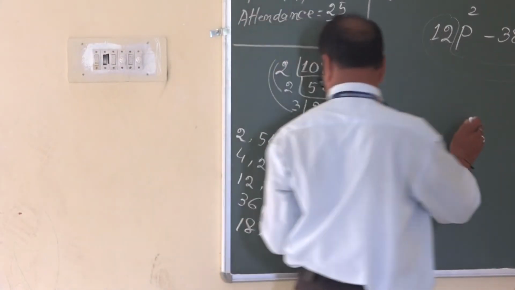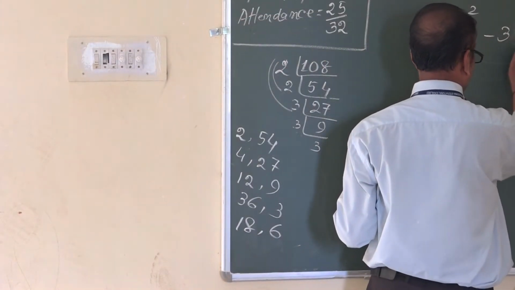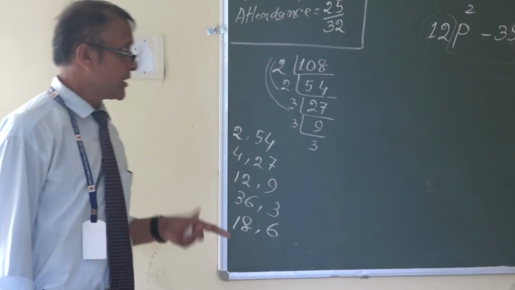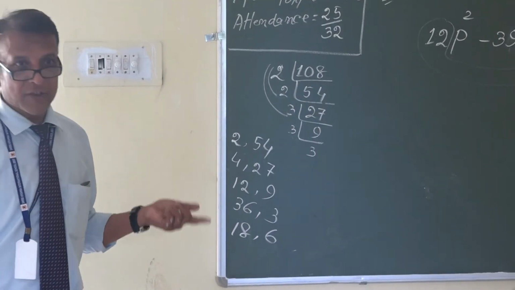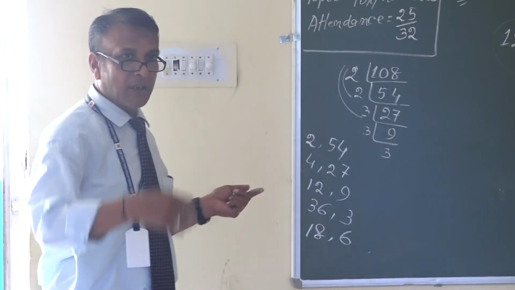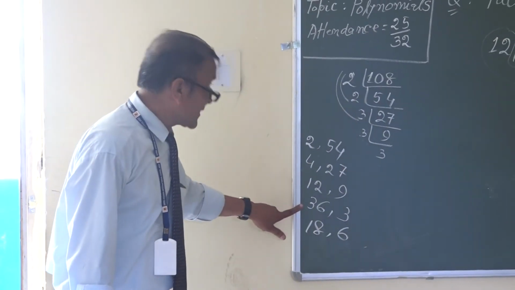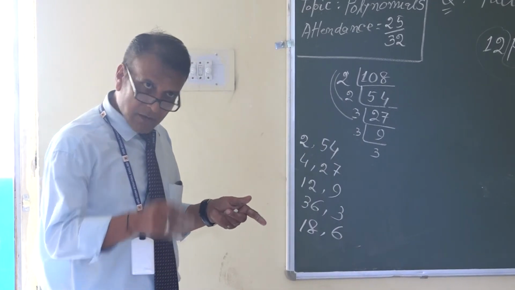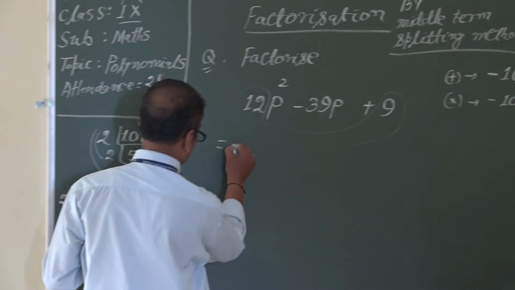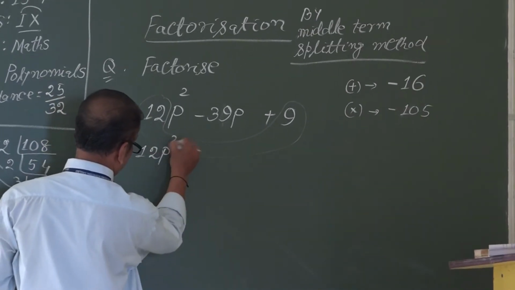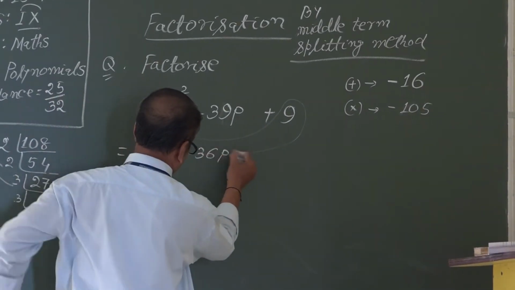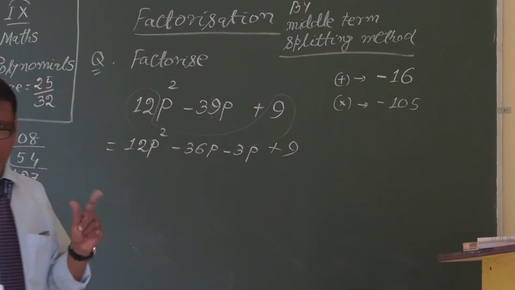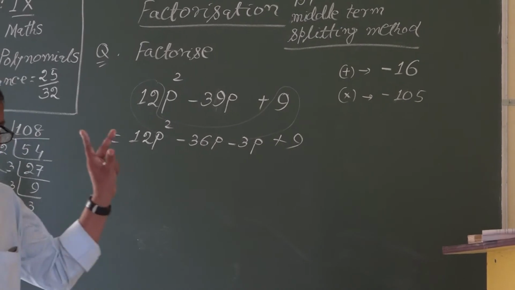I think the question is wrong. Now is it correct or not? Yes, sir. So then which one will you take? Which pair? Yes, Aditya, the 4th pair, 36 and 3. But which one? Minus 36. Very good. So it is 12p square minus 36p minus 3p plus 9. After finding the middle terms, your main work is over.